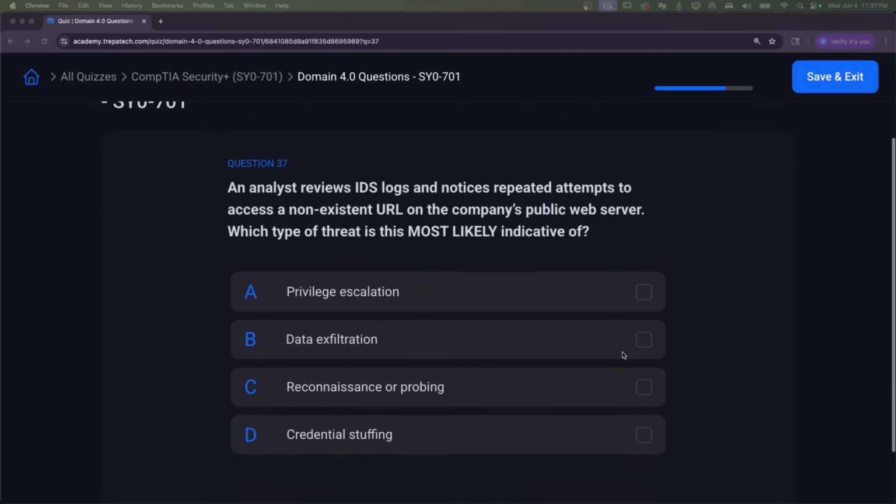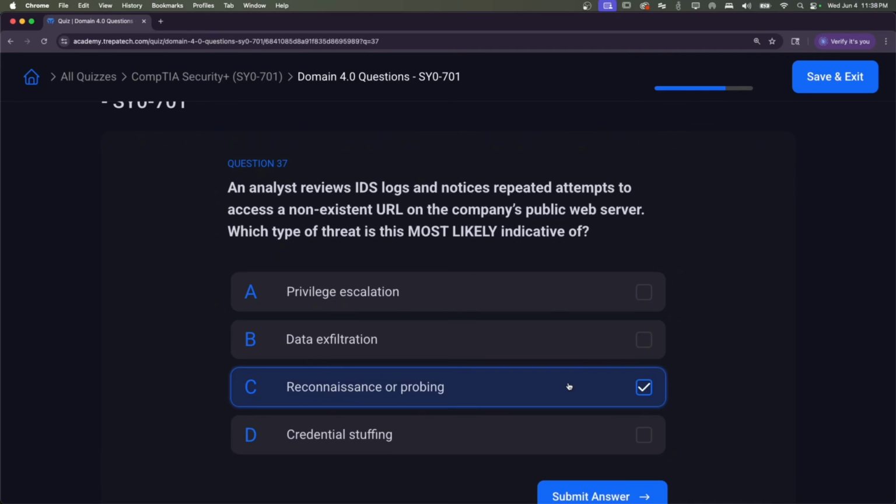Question 37. An analyst reviews IDS logs and notices repeated attempts to access a non-existing URL on the company's public web server. Which type of threat is this most likely indicative of? Ooh, it's a big word, indicative. Okay, so we are seeing in the IDS logs attempts to a URL that is not there, a non-existent URL. So that's just someone probing us, right?